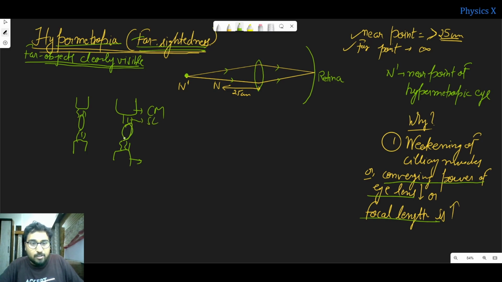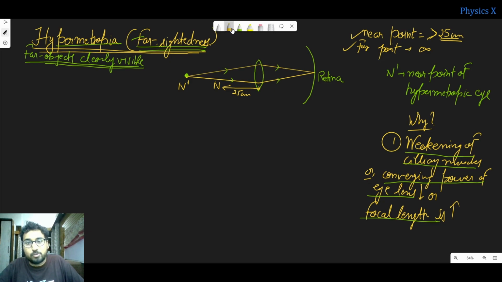So the meaning is that this is not observed in this hypermetropic eye, because there is weakening of ciliary muscles due to some reasons. So these ciliary muscles get weakened, so they are not able to stretch properly. That is why the lens doesn't become much thicker and it remains thin. And what happens now, as the focal length of this lens will be more, is that when the object is moved closer.